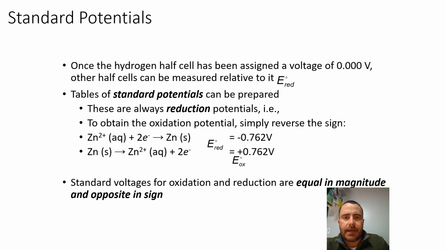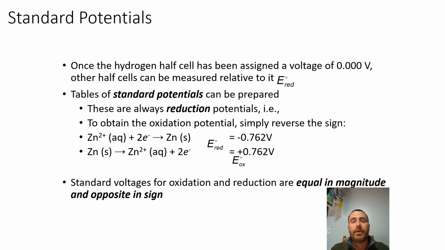Now that we've defined that our hydrogen half cell is going to be 0 volts, we could use a strong acid to calculate the other half cells and measure them relative to that value, which we could find in a whole bunch of different things. And then we can mix them all together. And once we start doing that, we can put together something that's called a table of standard potentials.